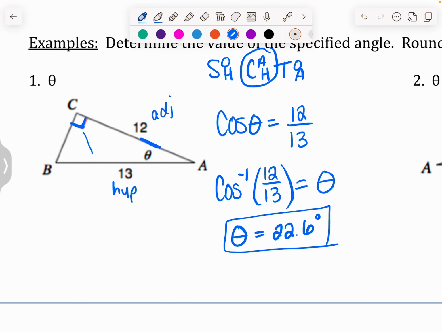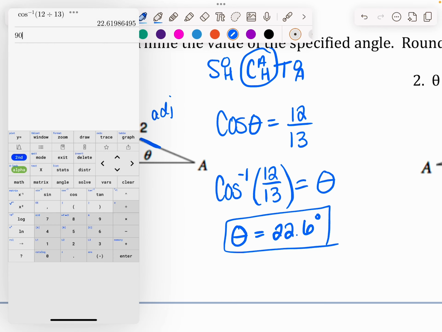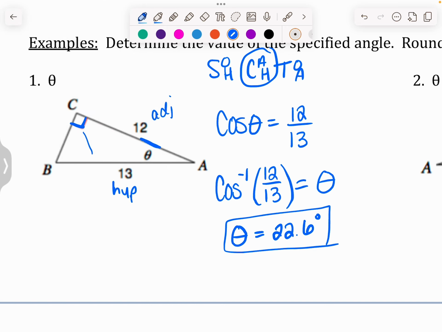And then if I wanted to find the other angle, I would just need to do 90 minus 22.6. And that would leave you with 67.4 for this angle and 22.6 for this angle, because remember that the whole triangle is 180, so this is 90, so these two have to be 90 as well.